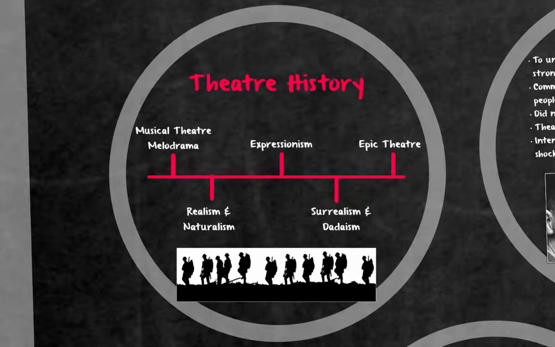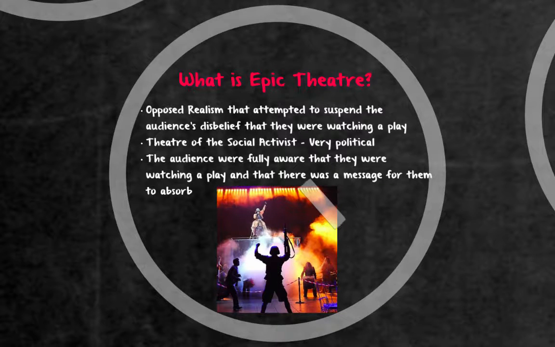So we had realism, which we looked at in detail last unit, and we know the history of realism. After that came the polar opposite, expressionism, which is the sort of dreamlike state where theatre should be a representation of the subconscious. We then took a weird detour into surrealism and Dadaism, and then epic theatre came after that in about the 1930s. Epic theatre opposes realism in its attempt to suspend the audience's disbelief that they're watching a play.